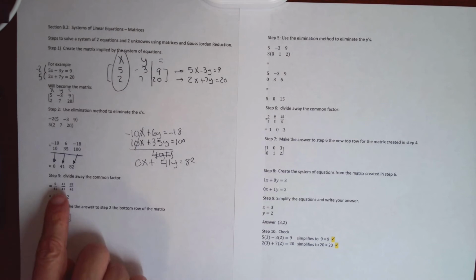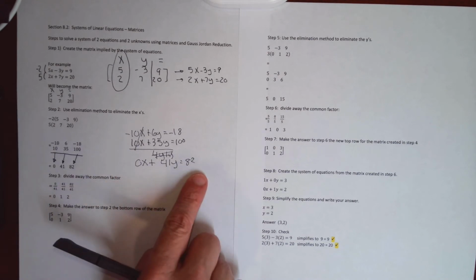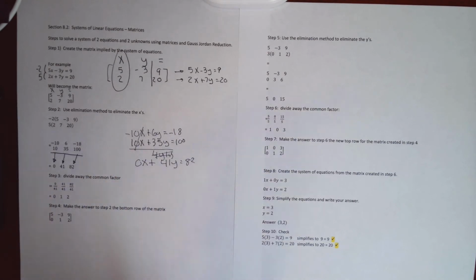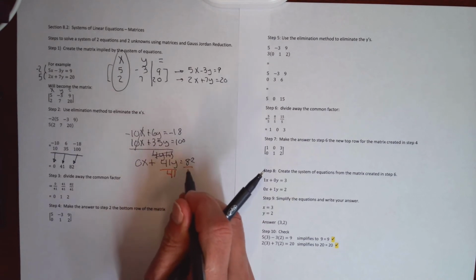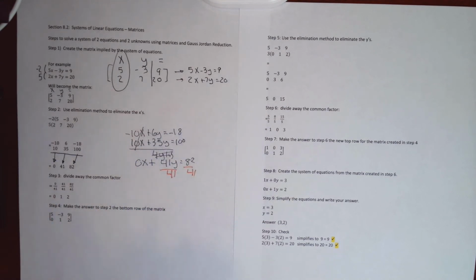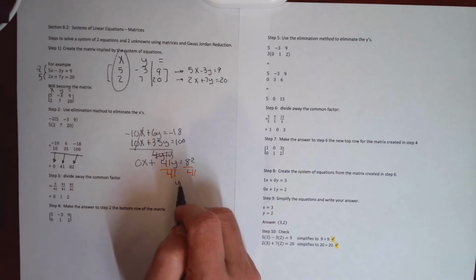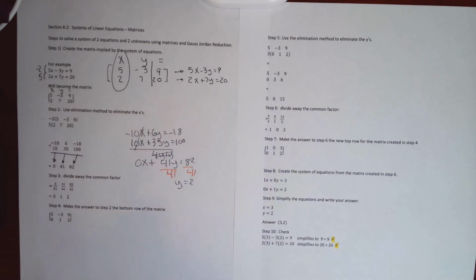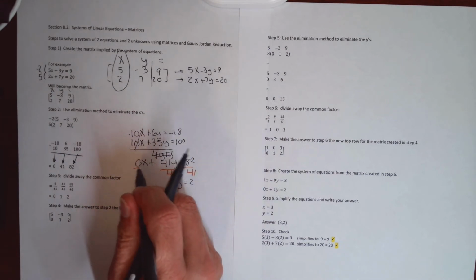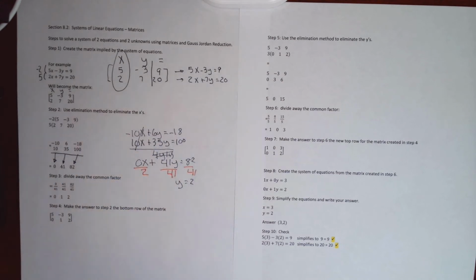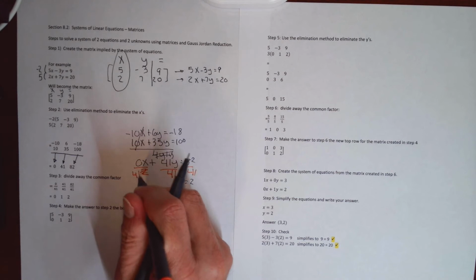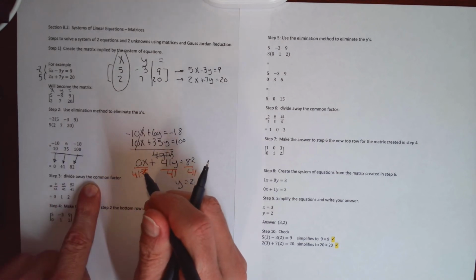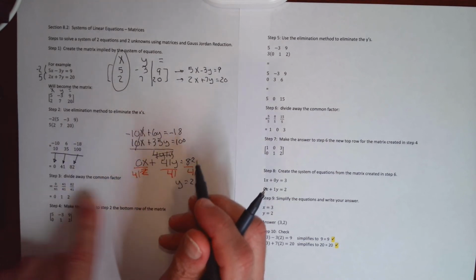And before I move on, I'm going to divide all these numbers by 41, because this is exactly what I would do if I was doing the elimination method. I would divide both of these by 41, and I would get y equal to 2. Exactly what I'm getting right here, except in the world of matrices, I'm not allowed to drop out that x. I'm going to divide that by 41 as well. So step 3, divide away the common factor. I'm going to divide away the 41.